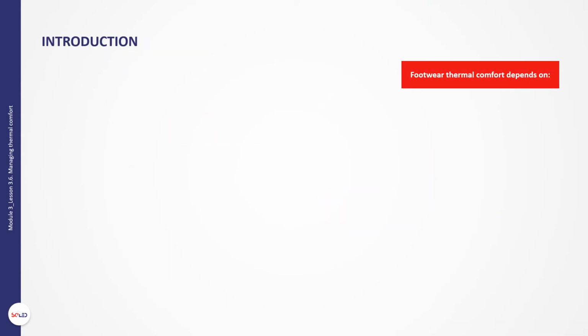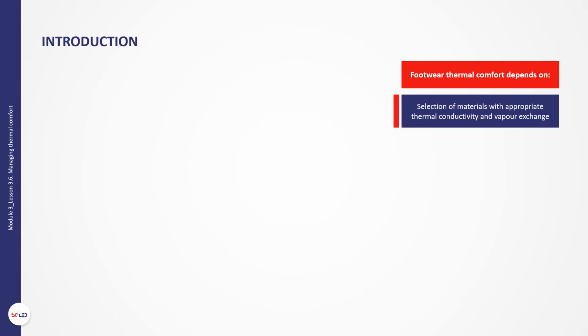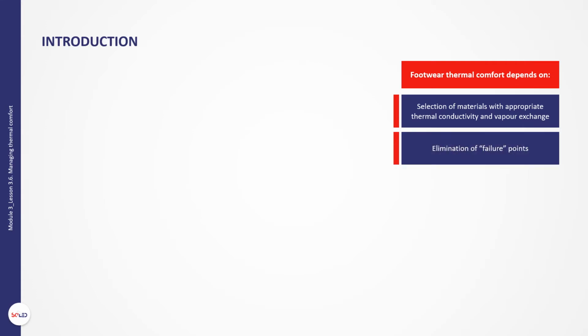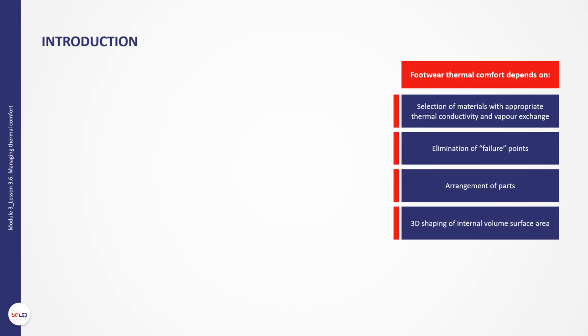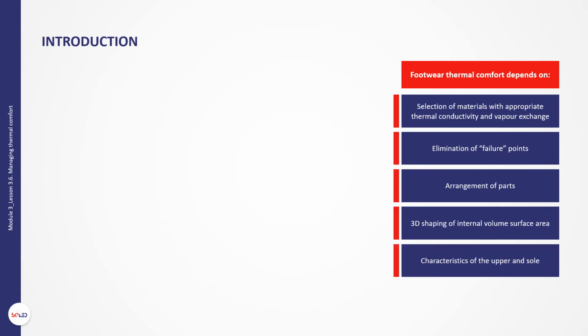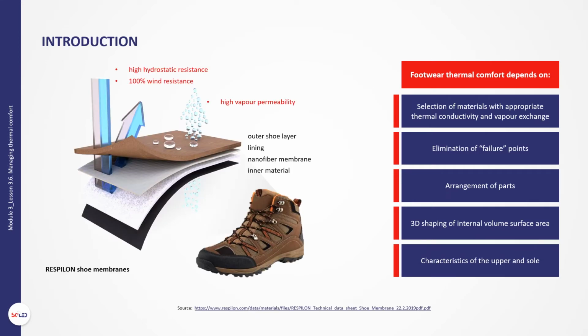Matching footwear products to the requirements of use requires the selection of optimal materials with appropriate thermal conductivity and vapor exchange properties. It also requires the elimination of failure points where parts are joined together, i.e. selection of appropriate seams, stitches, adhesives and polymer properties such as Tg and melting or decomposition temperatures, as well as the arrangement of parts and the 3D shaping of internal volume, surface area and characteristics of the upper and sole. The presented Rispylon shoe is an example of a product adapted to the requirements of use with 4-layer uppers: outer, lining, nanofiber membrane and inner material.